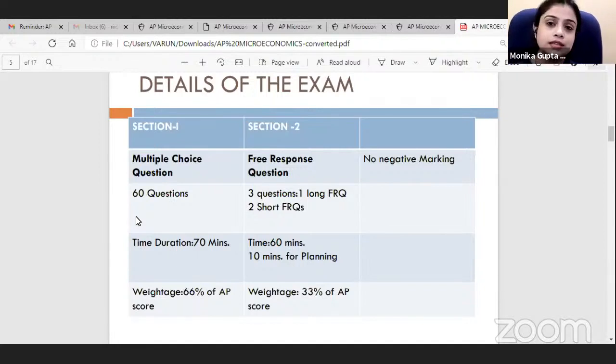Now what are the skills that they are going to judge in your free response question? See, they'll ask you to make an assertion about your economic concept or economic problem. They'll ask you to perform a numerical analysis. They'll ask you to prepare a graph and show how these situations can be portrayed on the graph. So this is all about the details of the exam.